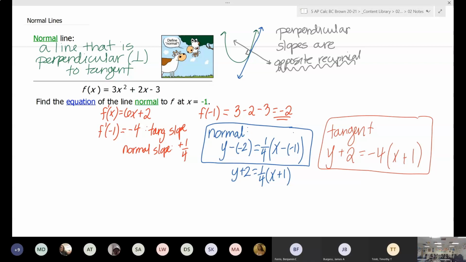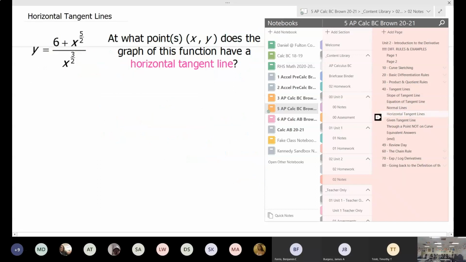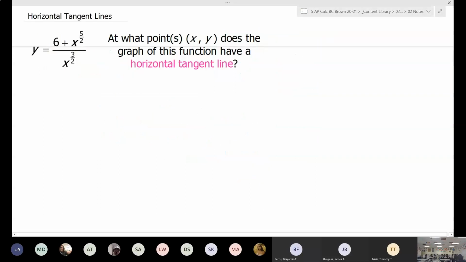All the other examples we are doing are going to be applications of this idea of the tangent. And the first application I want to look at is a horizontal tangent line. So I have this function where y is equal to (6 plus x to the 5 halves) over x to the 3 halves. And we want to find the horizontal tangent line.